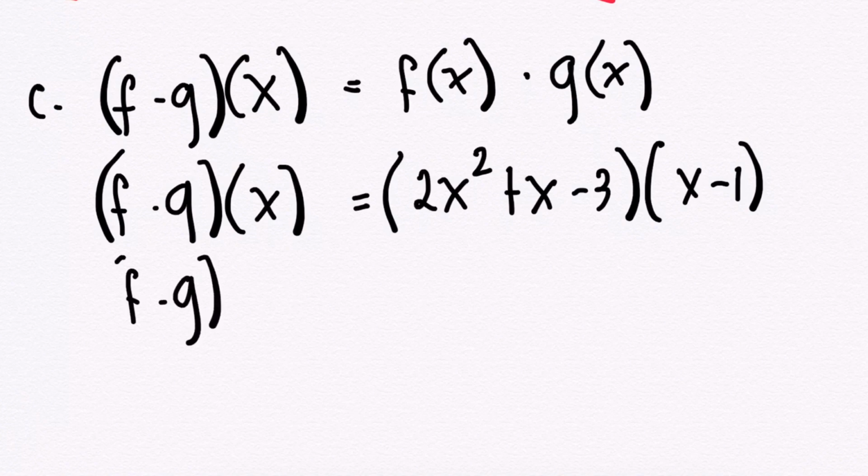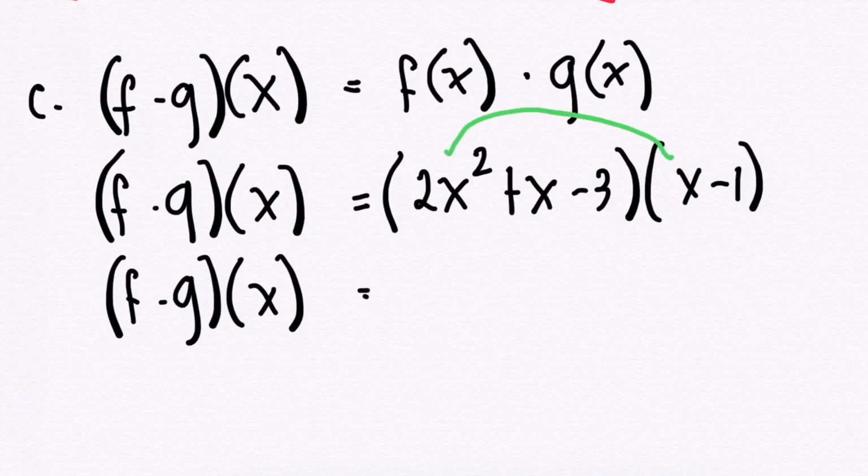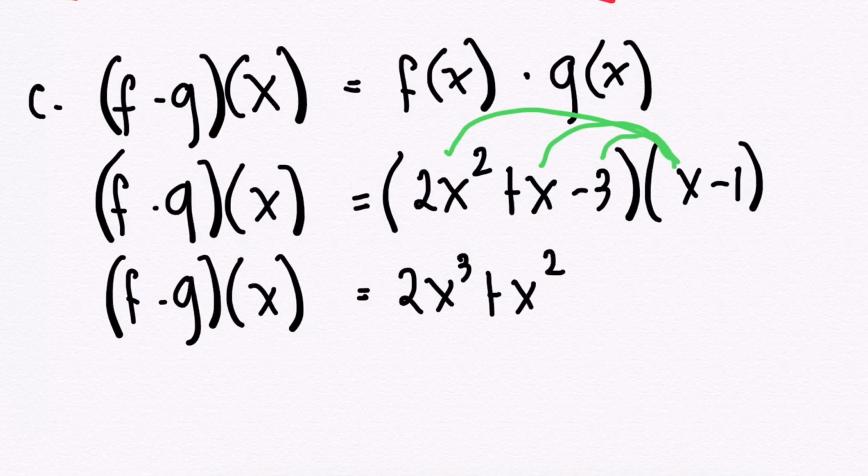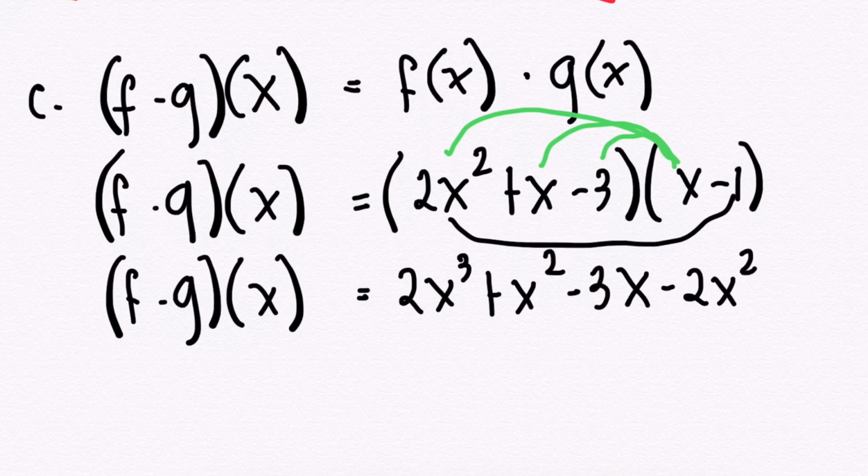F times g of x is equal to 2x squared times x is 2x cubed. X times x is x squared. Negative 3 times x is negative 3x. 2x squared times negative 1 is negative 2x squared. X times negative 1 is negative x. Negative 3 times negative 1 is positive 3.